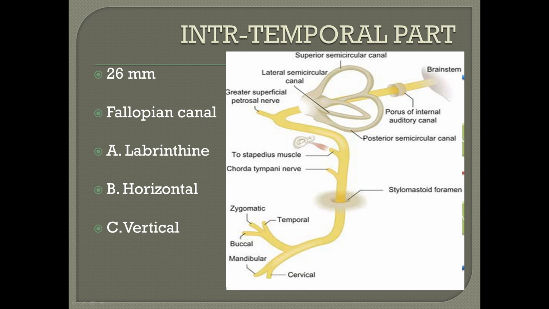Finally, after it exits the stylomastoid foramen, there is a small length, maybe 1 to 2 millimeters, and then it enters the parotid gland, and after some time it divides into superior as well as inferior divisions. The superior division gives rise to the temporal, zygomatic, and upper buccal branches, and the inferior division gives rise to the lower buccal, mandibular, and cervical branches. So this is the course within the temporal bone.